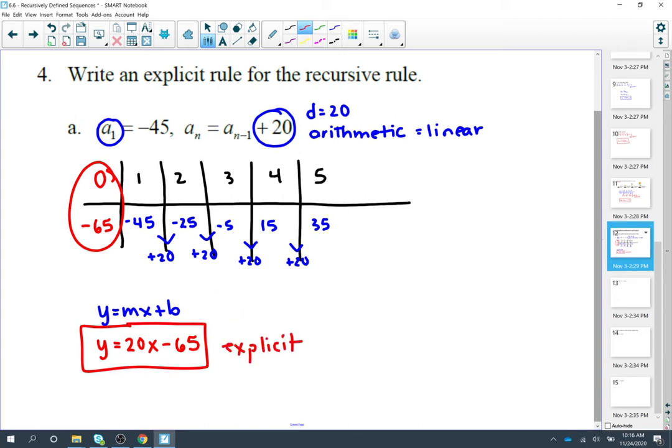Now, the reason we like this formula so much is because if I want, let's say, the 100th number in the pattern, you can just substitute 100 here and it'll tell you what it is. Versus with this formula, the recursive, if you want the 100th number in the pattern, you literally have to sit here and add 20, add 20, add 20, add 20 until you get out to 100. That just takes way too long.